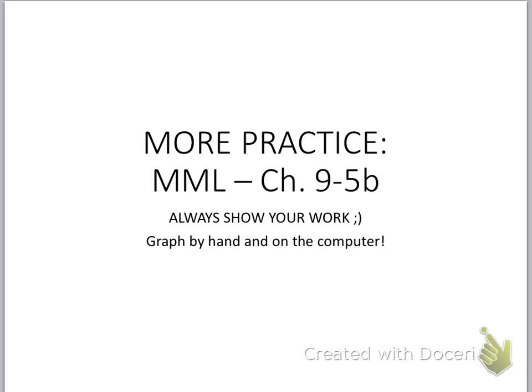Why don't you do some more practice? Remember, show your work. That means I want you to graph it by hand first, then on the computer to check your work. I will be checking these.